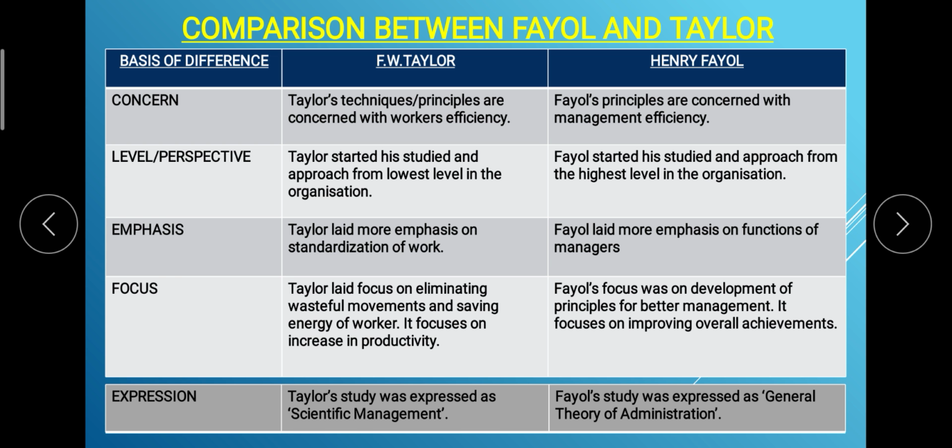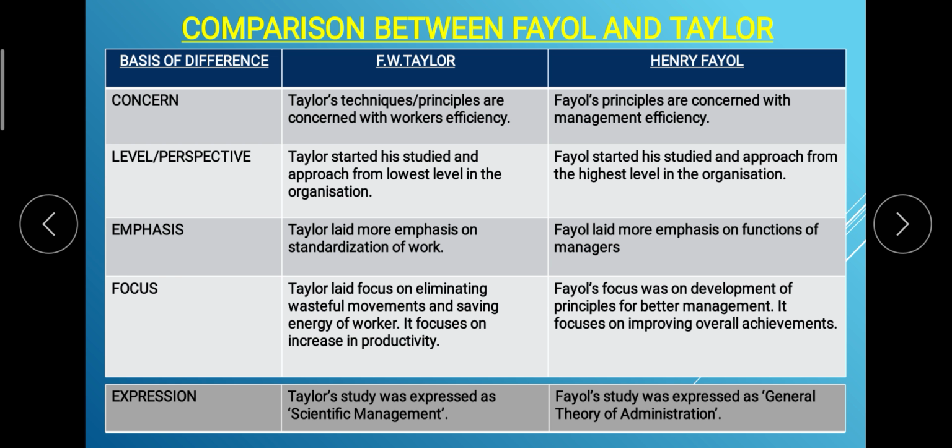Next is emphasis. Again, Taylor laid more emphasis on standardization of work. That means there should be standard method, standard quality, standard product, so that there should not be wastage of time in explaining to anyone regarding how to do the work, what is the standard quality, like this. And Fayol's focus was on functions of managers. His main focus was on how the managers should perform their functions.